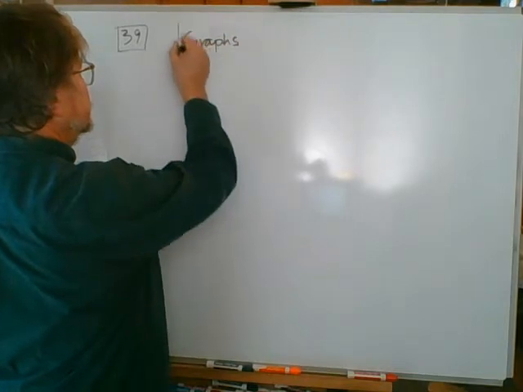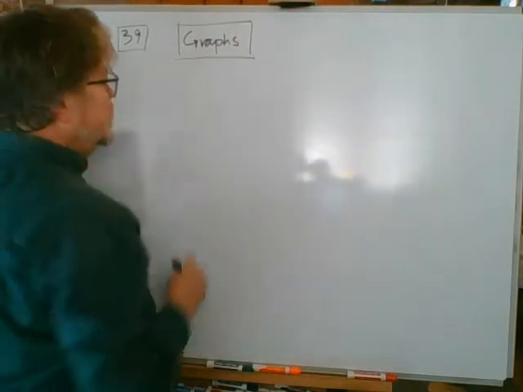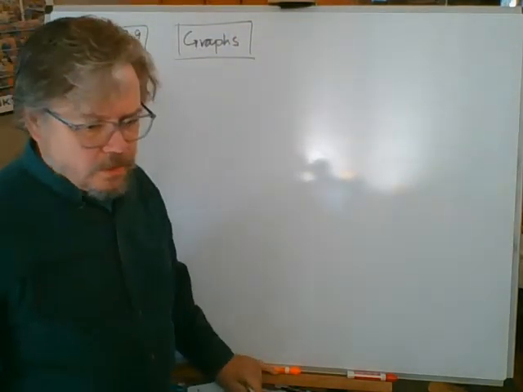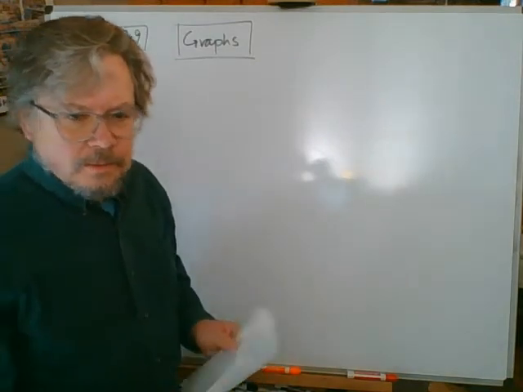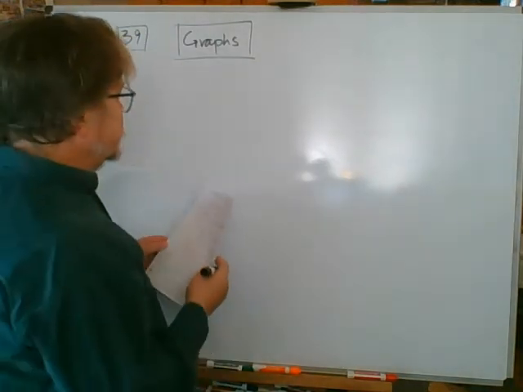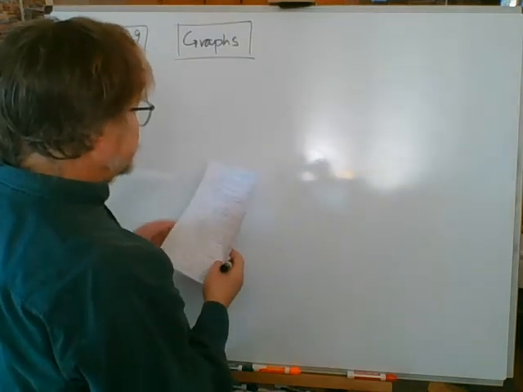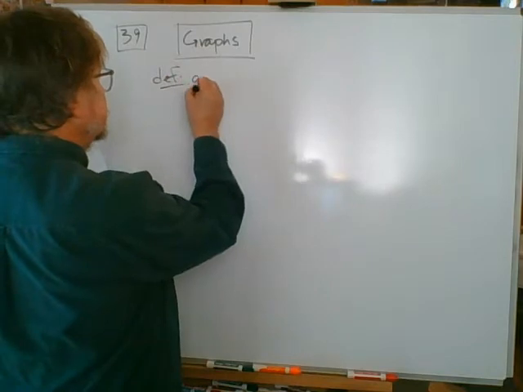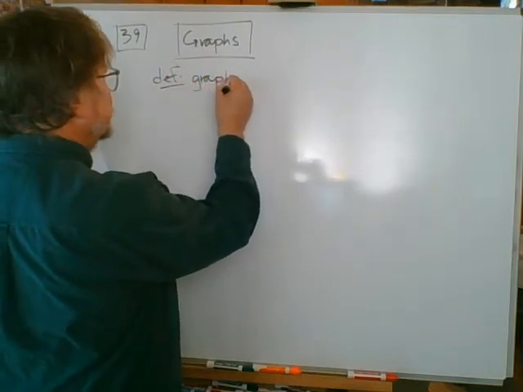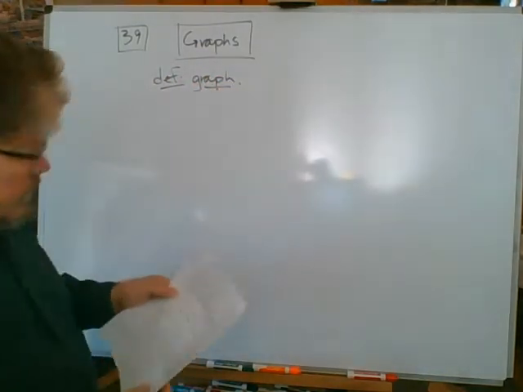G-R-A-P-H-S. Graphs as a data structure. For us, the top of the line, the end of the road, the last of all the massive data structures. Featuring tons of terms, starting with graph itself. Definition. Graph as a data structure.